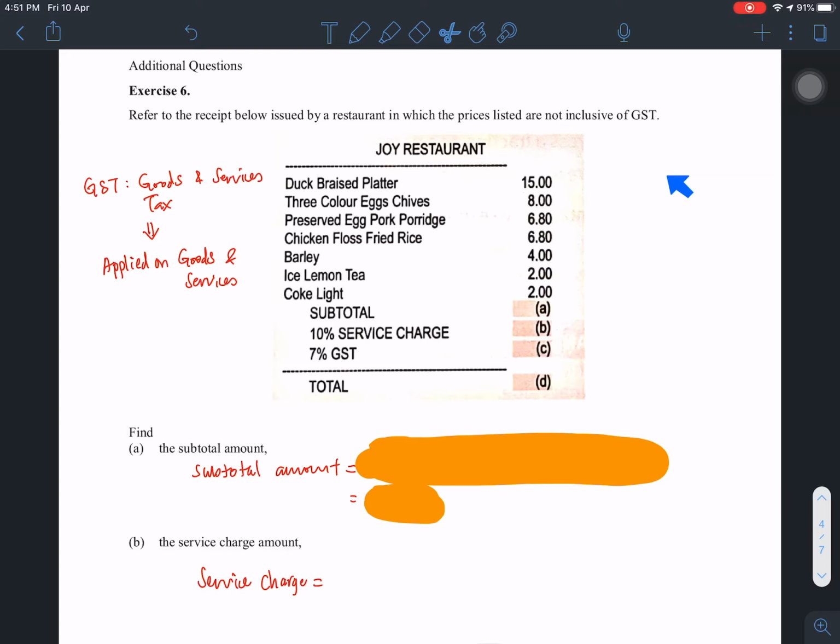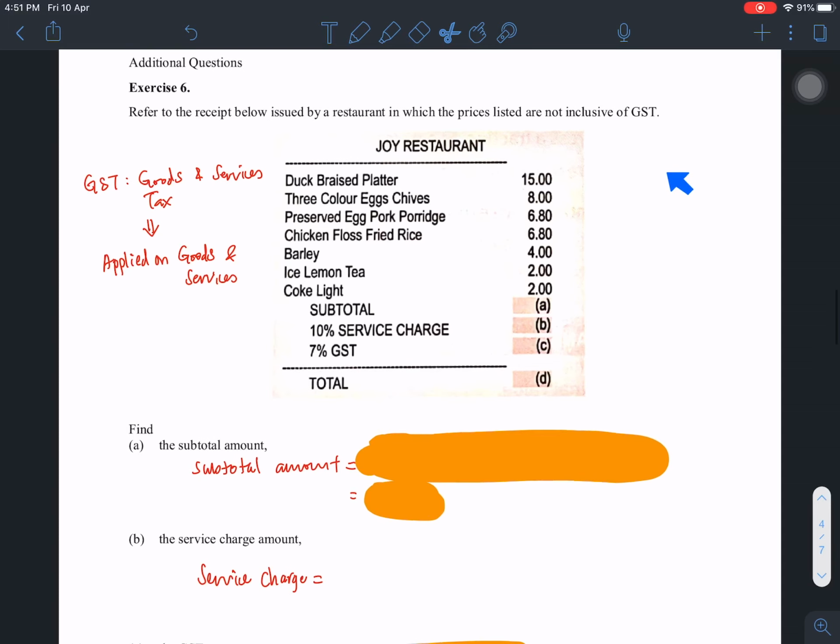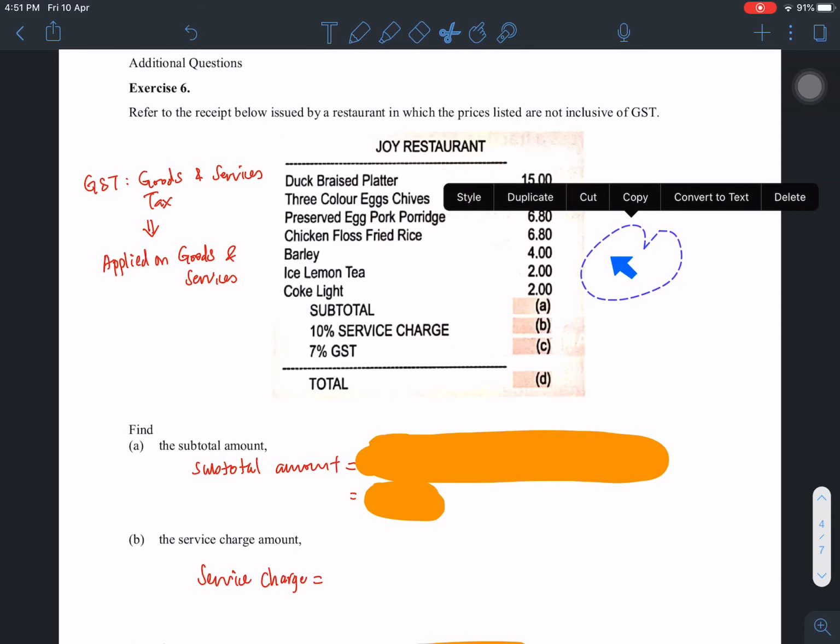Okay, so we'll be looking at the additional questions for this part of the notes. The first question that we'll be looking at will be exercise 6. Basically, in this question we are given a receipt issued by a restaurant, and in the receipt we see the different items ordered. Let's look at what the question wants us to do.